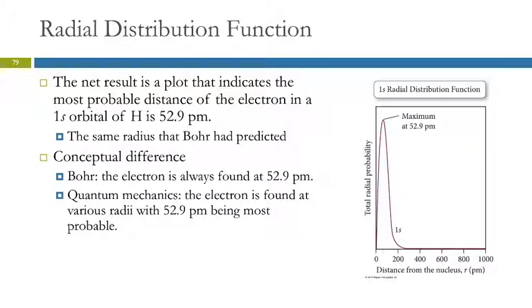That does not mean that it is orbiting in a nice circle at 52.9 picometers. That would be so much easier to understand, but it's not that way. That is the same radius, though, that Bohr predicted from his model. That's not a coincidence. There's an important conceptual difference. The Bohr model has that electron orbiting. Quantum mechanics says the electron can be found at many distances, but 52.9 picometers is the most likely.